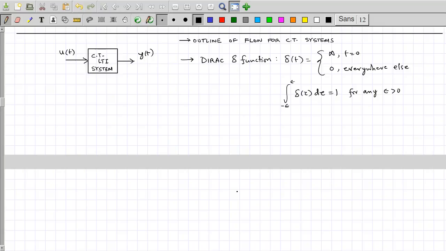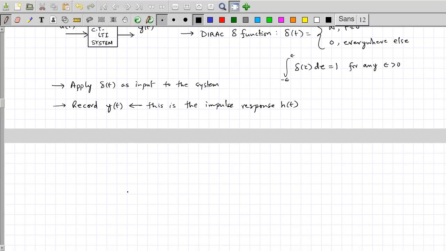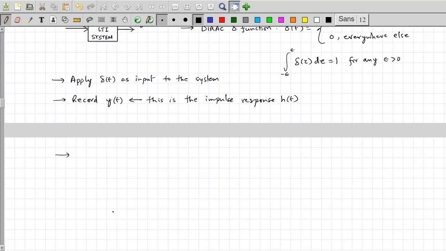And then what you do is you apply delta of t as input to the system, and record y of t. This is the impulse response, h of t. And a very similar convolution relationship in the continuous time domain also holds over here. Once you have h of t, you know everything about the continuous time system.